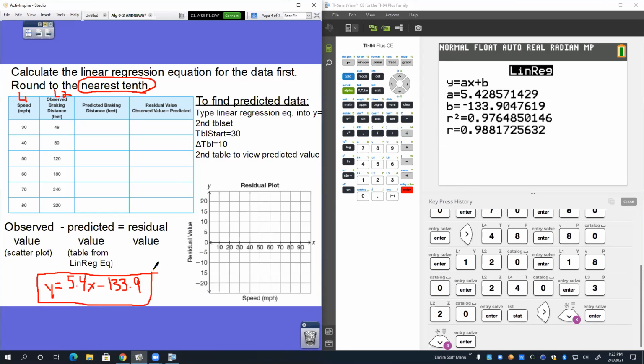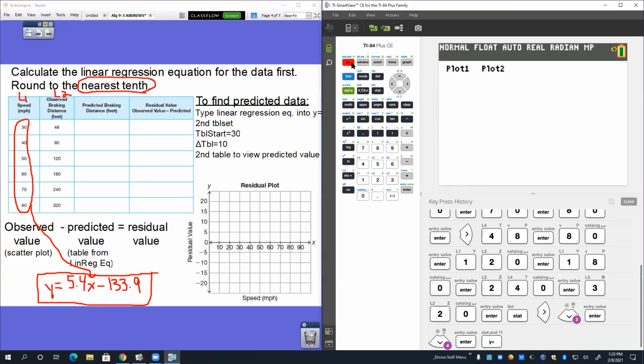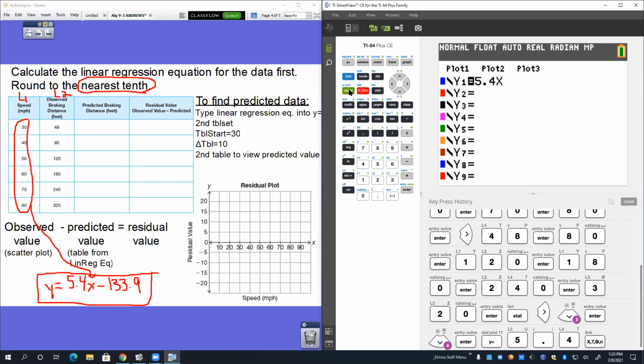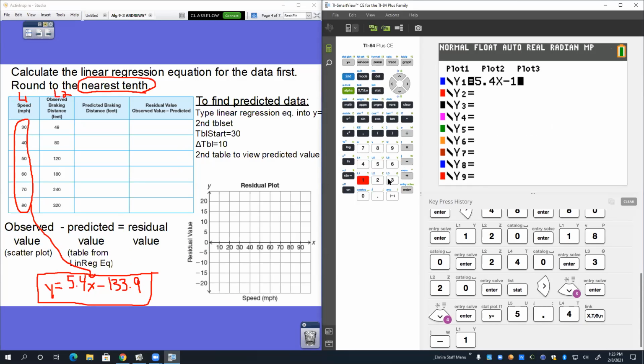Now to get our predicted value for these, you could sub in 30, 40, 50, 60, 70, 80 for our X right here. We could do that if you wanted to, and you could do it out by hand, but the calculator will do it for you, all right? Might as well take advantage of the calculator. So we're going to go to Y equals, and we're going to type in our equation. 5.4x, make sure that you use the X next to the alpha button, not the times sign. Minus 133.9.